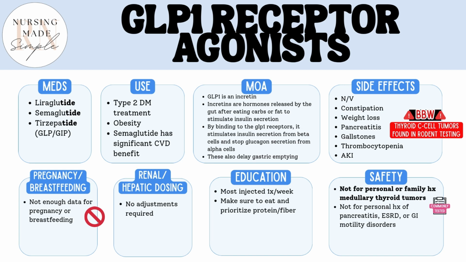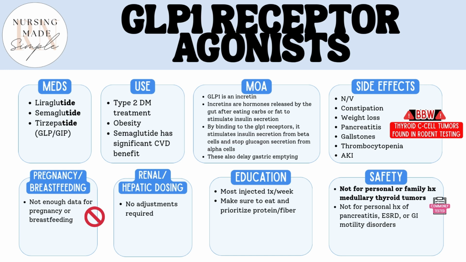All right, so let's move on to the GLP-1 receptor agonists. These are super, super common and popular medications. I'm sure every single one of you has heard about them by now. They are really effective at treating type 2 diabetes as well as with weight loss. So these are great options for your patients who are overweight or obese. These are your -tide medications: liraglutide, semaglutide, and tirzepatide. Tirzepatide is actually a GLP-1 and GIP agonist.